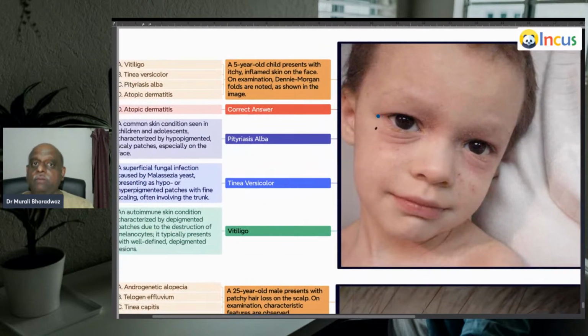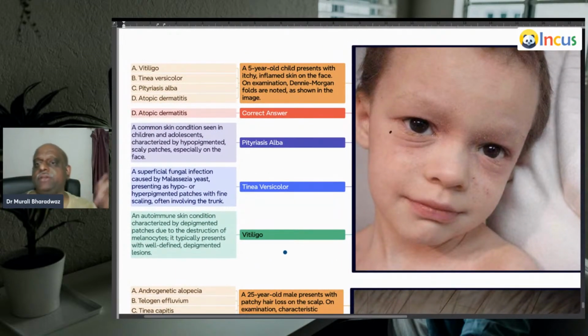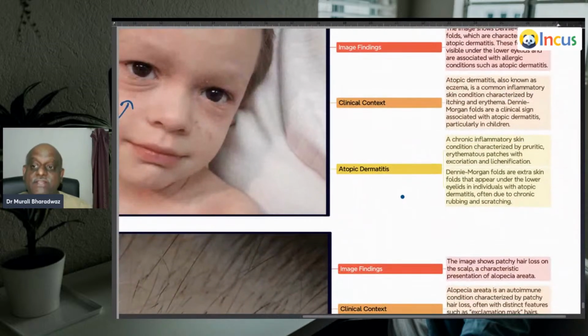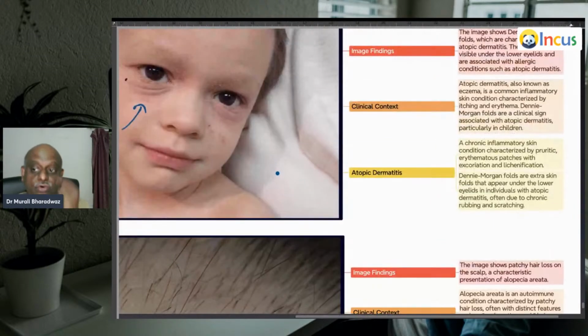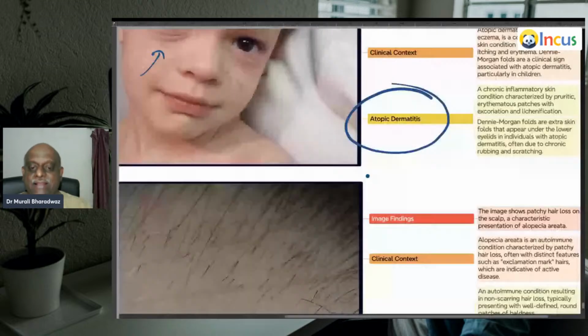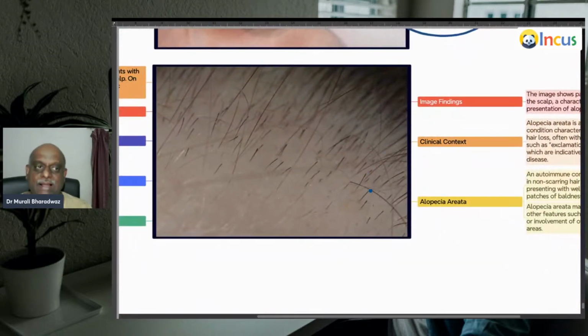A 5-year-old boy presents with itchy, inflamed skin on the face. There are Dennie-Morgan folds. Where do you see Dennie-Morgan folds? We see extra skin folds that appear under the eyelids in individuals with chronic inflammation because of chronic rubbing and scratching. Typically, atopic dermatitis is what you need to remember.